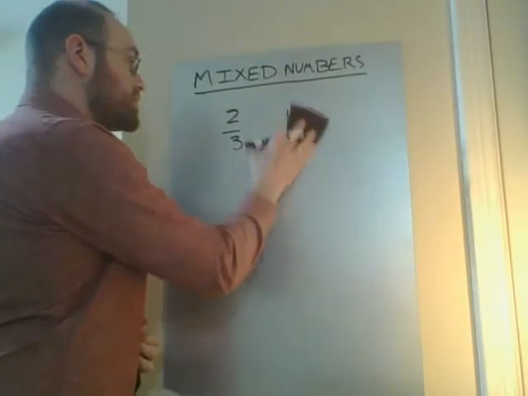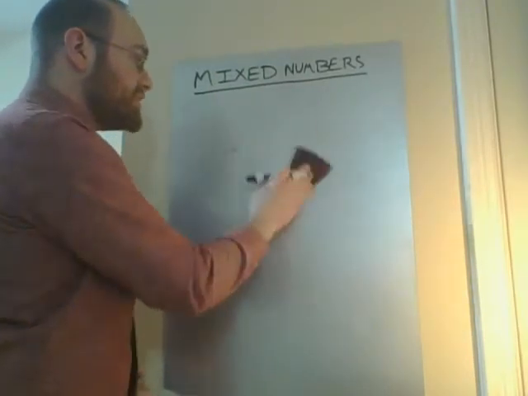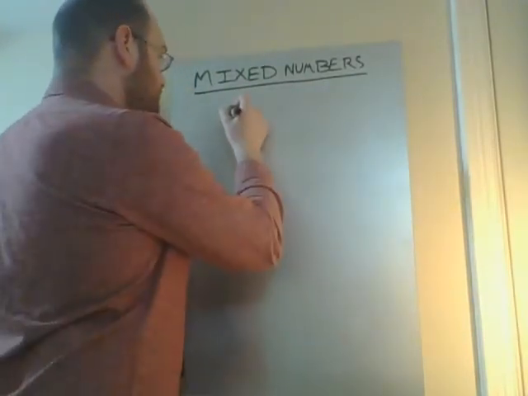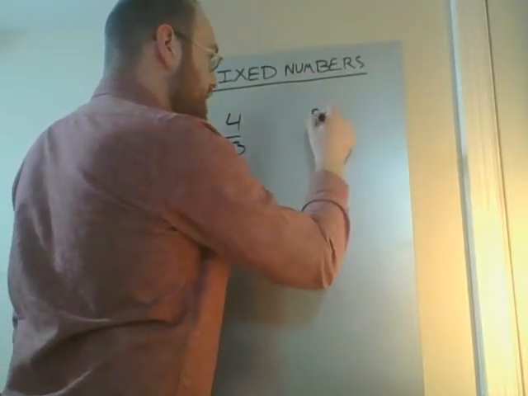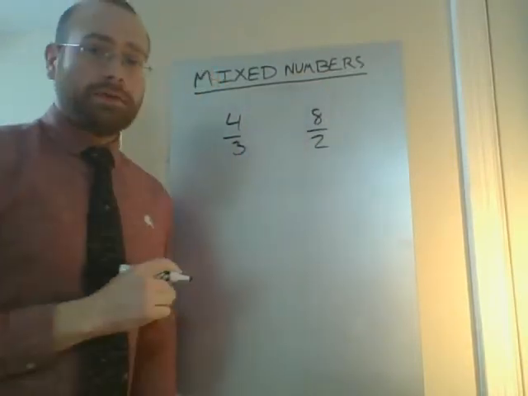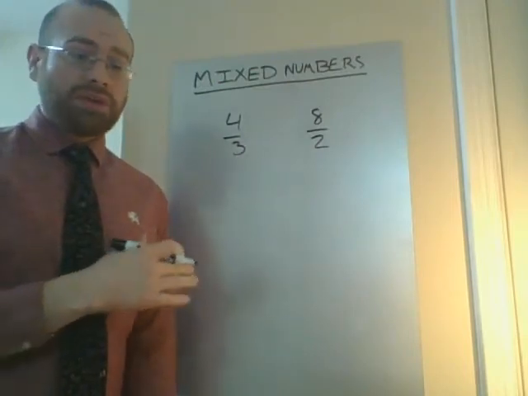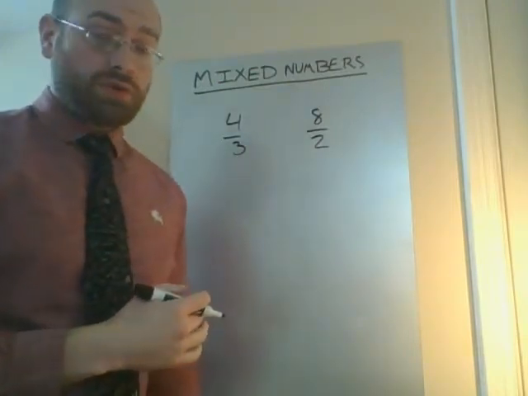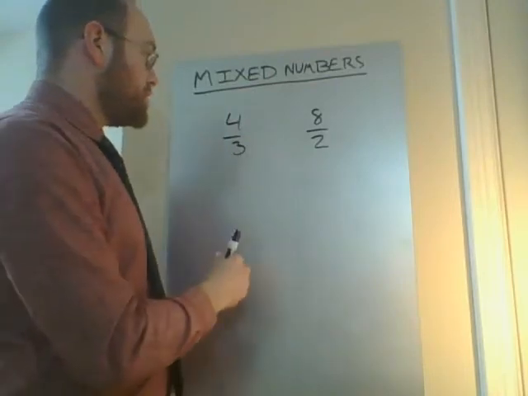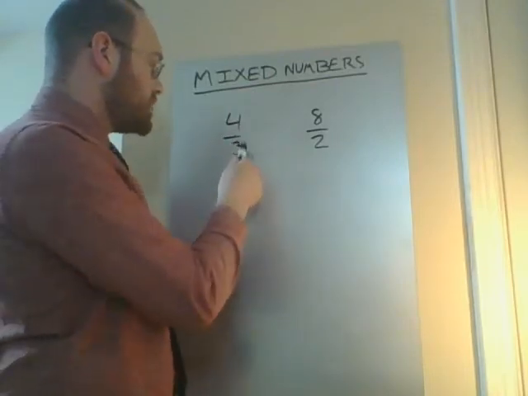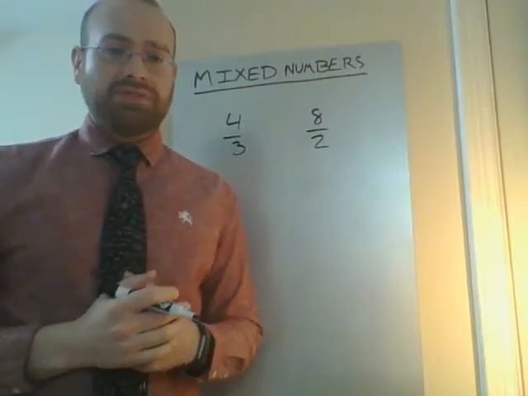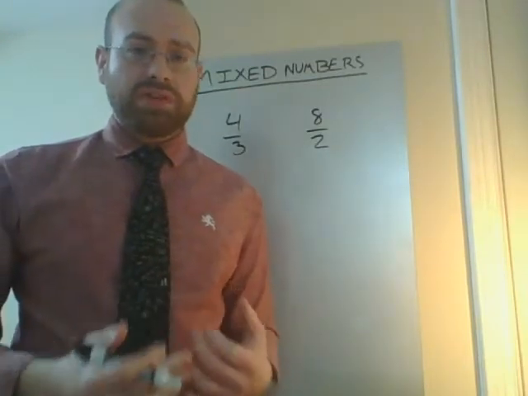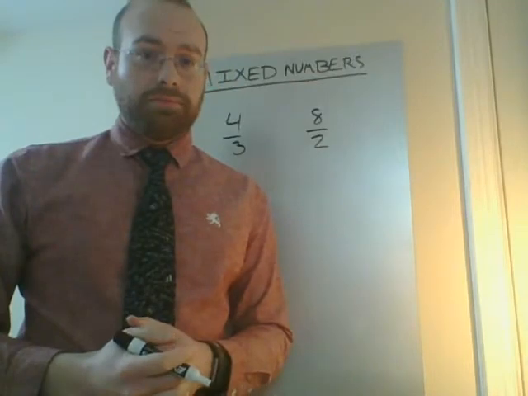Sometimes we have numbers where the bigger number is on top. For example, 4/3 or 8/2. We can't reduce these fractions the same as we reduce the others. We can't divide both 4 and 3 by the same number, for example. So we have to dig a little bit deeper to what these numbers represent.